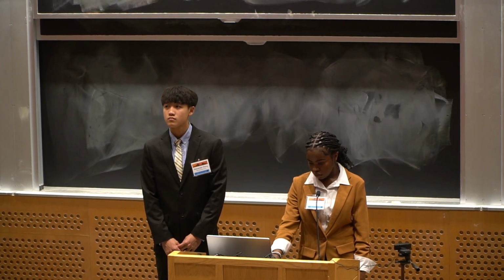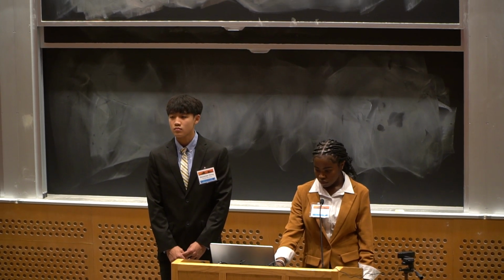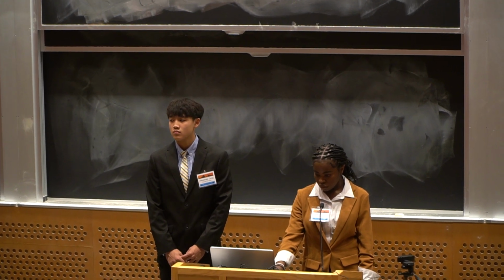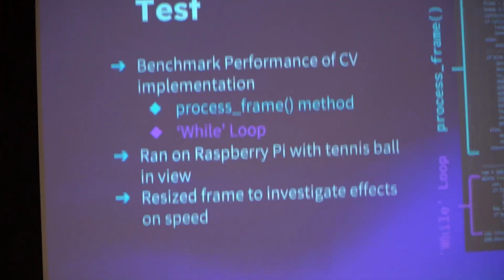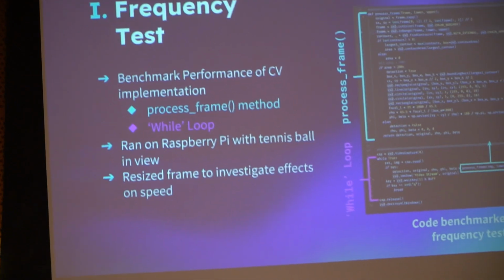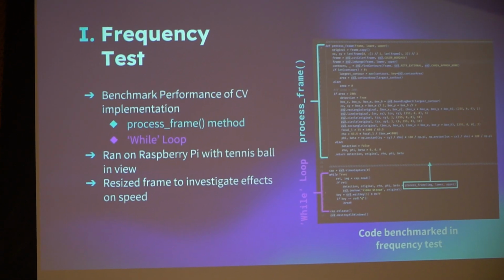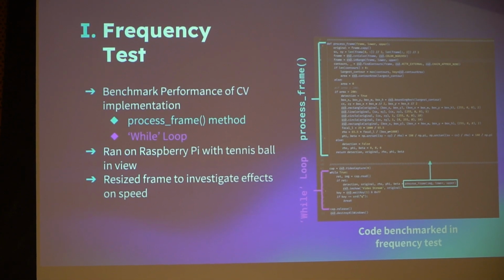We needed benchmarks to quantify the performance of the computer vision algorithm and find areas for improvement, so we ran 3 different tests, which we'll be describing more in the following slides. So the first test that we ran was the frequency test. Its goal was to measure the computer vision performance by figuring out how long it took to run specific parts of the code, specifically how many iterations it could run per second, or putting it in hertz.